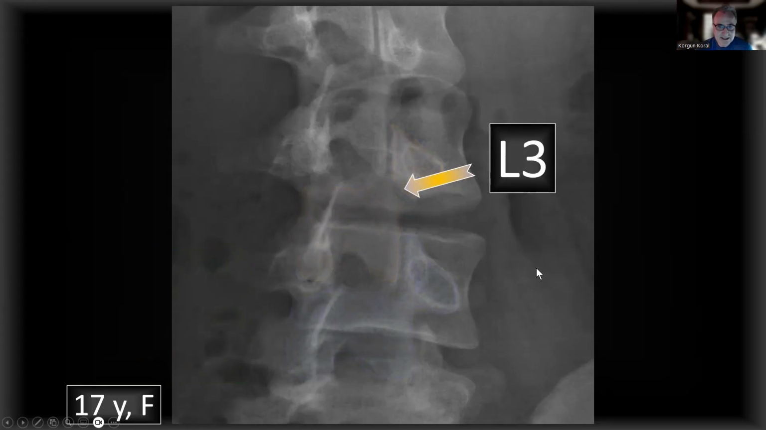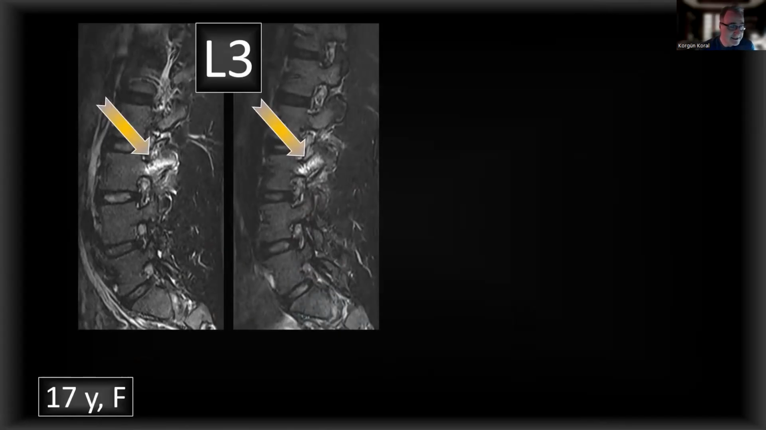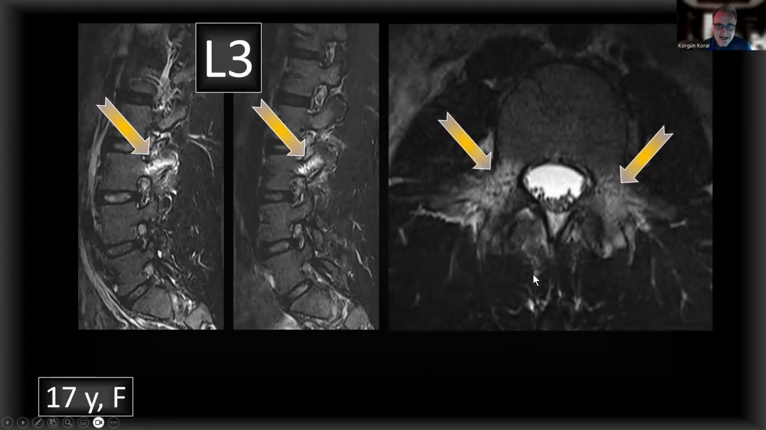Of course, these defects and edema related to the defects are much easier to see on MR and CT. So if you look at the MR of the same child, we see bilateral L3 pedicle edema, as seen on these STIR images, and on axial STIR, edema extending into the posterior vertebral bodies is seen bilaterally.